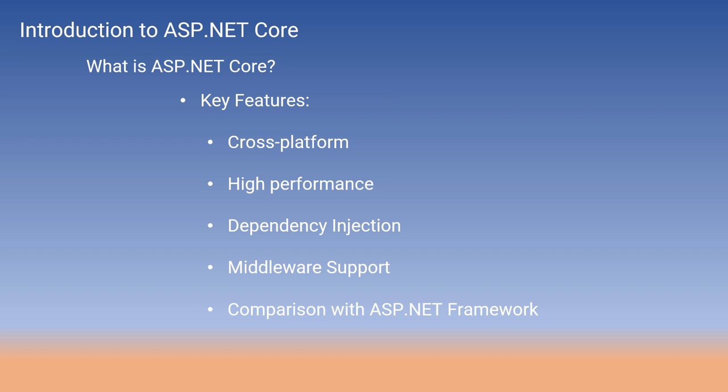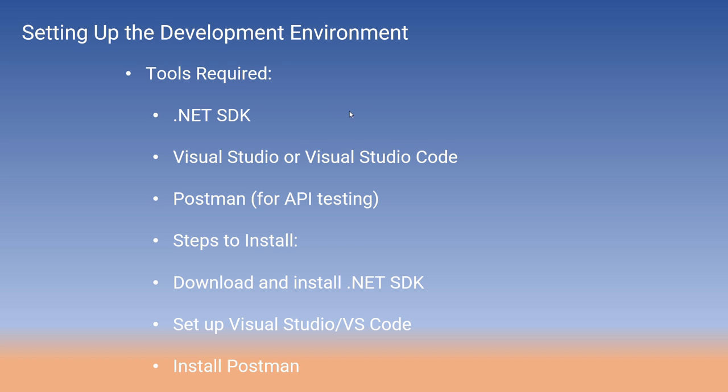ASP.NET Core is a powerful, lightweight framework for building APIs. It runs on Windows, Linux, and macOS, making it highly versatile. Its high performance, built-in dependency injection, and middleware support make API development easier and more maintainable. Plus, it seamlessly integrates with OpenAPI, making it easy to document and test APIs.